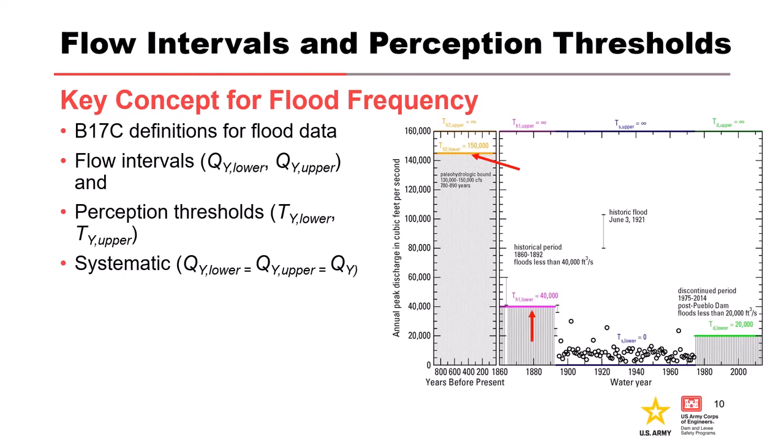So this is a perception threshold. Perception thresholds are shown here with a gray area, and then again the interval data shown with that flow range. All right. And you see we have three different perception thresholds for this analysis. One for the modern time period, historical and paleo flood. And there's also the four flow intervals that we showed as well.